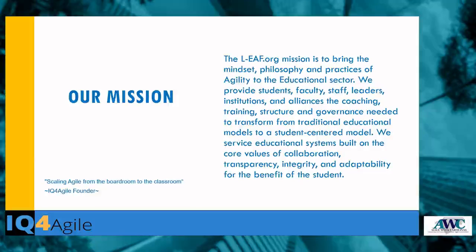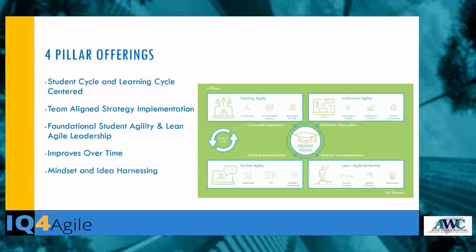Our intention and our primary goal is to empower educational institutions that are built upon the core values of collaboration, adaptability, transparency, integrity, and an openness to change, all for the benefit of the student. Our framework was built on 4 pillars, and those pillars are simply teaching agility, institutional agility, student agility, and lean agile leadership. At the center of the 4 pillars, we have the student, where they are surrounded by the learning cycle, an empirical, scientific approach to learning, where students are responsible for their own journey.